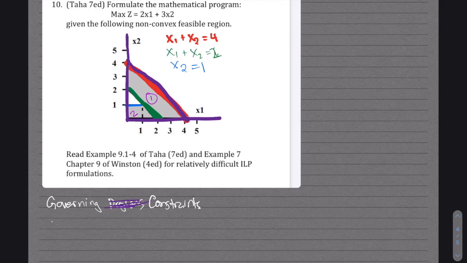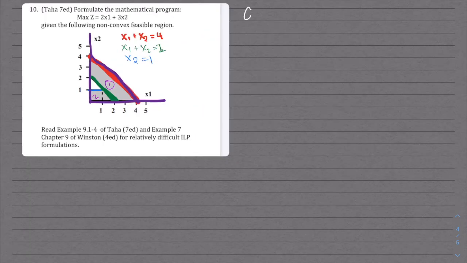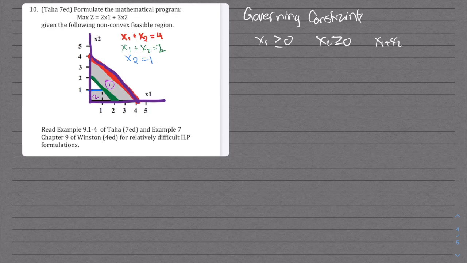Again, that's x1 is greater than or equal to 0, x2 is greater than or equal to 0, and x1 plus x2 is less than or equal to 4. So your governing constraints again are x1 is greater than or equal to 0, x2 is greater than or equal to 0, and x1 plus x2 is less than or equal to 4. Again, at any point, these constraints will hold true.